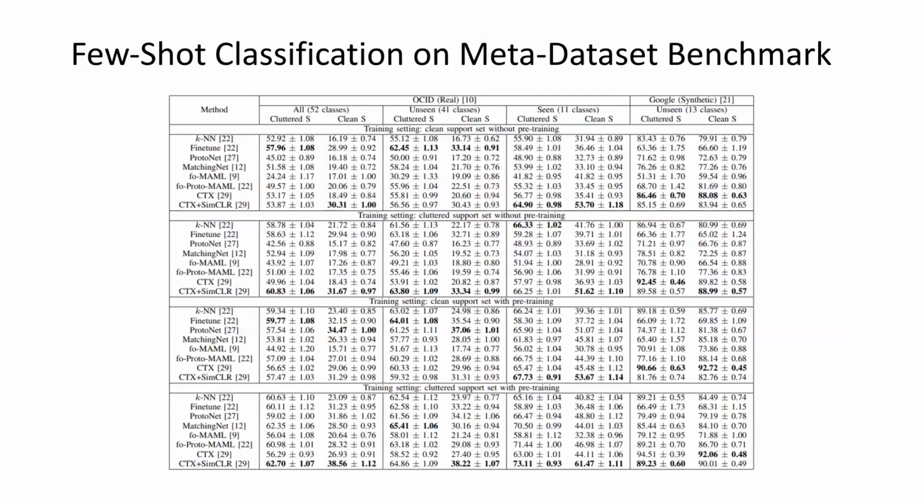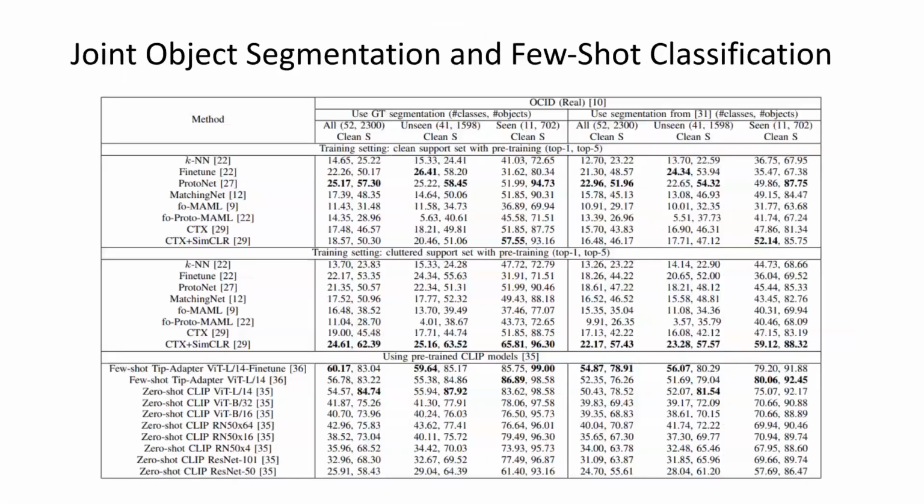We have benchmarked FewSOL on the Meta-Dataset benchmark on the few-shot classification task. We can clearly see here that cross transformers with SimCLR setup is performing really well. We have also performed joint object segmentation and feature classification. Here, apart from the Meta-Dataset models, we have also used pre-trained CLIP and its variants. Here we can clearly see that Tip-Adapter with its fine-tuned variant performs the best.